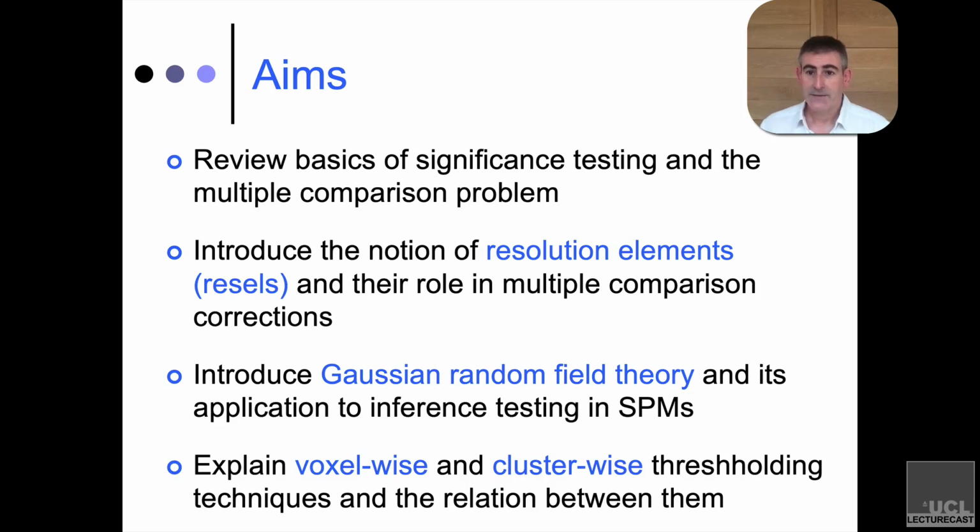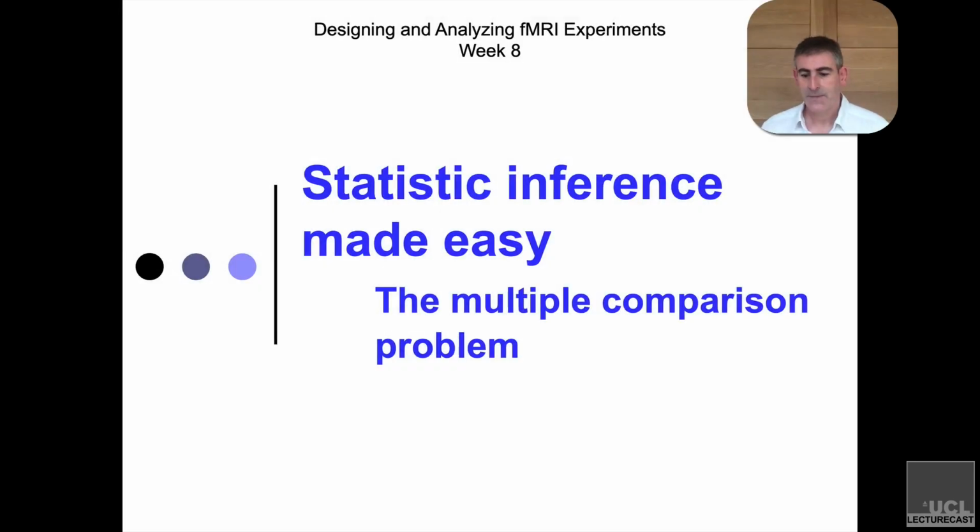As I said, in the second video, I'm going to introduce Gaussian random field theory and how we use it to generate inference. And then I'm going to talk at some length about voxel-wise versus cluster-wise statistical thresholding and the strengths and weaknesses of both approaches. So I'd like to begin by reviewing the basics of inference and then getting into this multiple comparison problem.